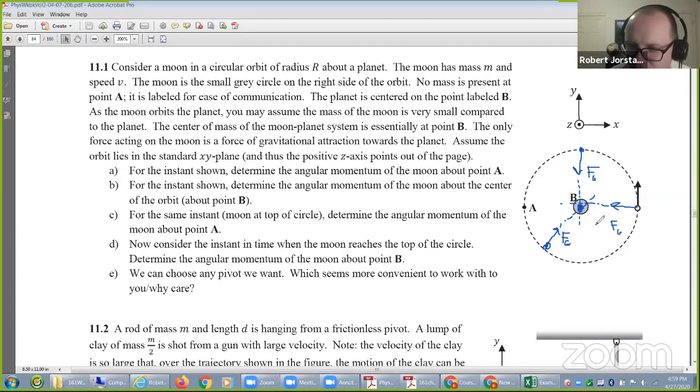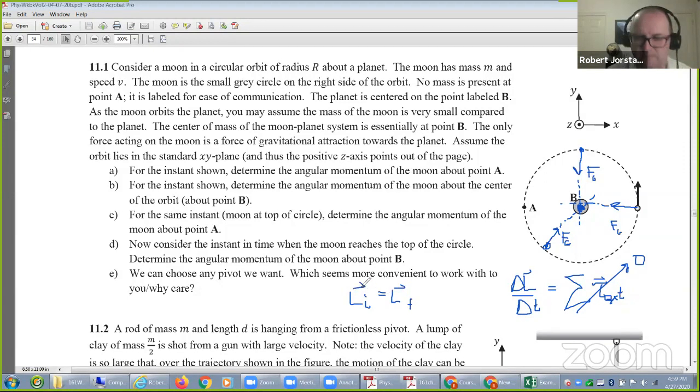If there's no external torque, remember, delta L over delta T is the sum of external torques, right? So if we choose the obvious pivot at the center in this problem, this goes to 0, and then we can say, oh, L initial equals L final. Vector. Vector. All right, I'm going to pause for a second and see if there are any questions about that. Is everybody good there? Looks like you are.